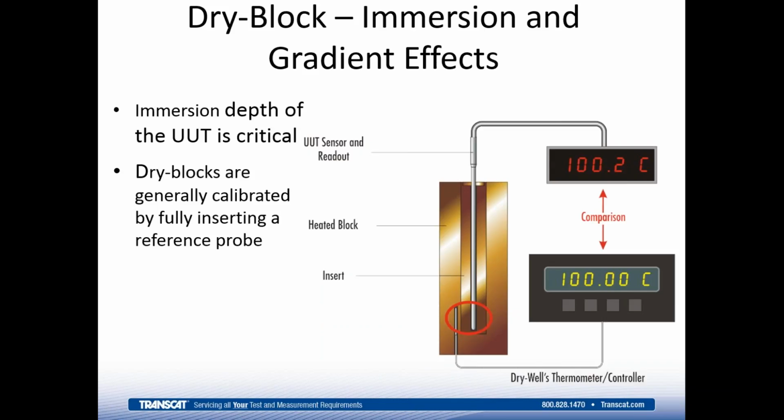Related to immersion effects is also something called a gradient. As I mentioned before, a dry block is going to have a different temperature at the bottom than it will at the top. Some dry blocks have zones so that you can separately control the top temperature and the bottom temperature and try to reduce that differential, but there still is going to be a temperature difference between them. If you measured the temperature from top to bottom and graphed it, you're going to see that the temperature varies as you move through. So it's important to get the probe fully immersed when doing the calibration.